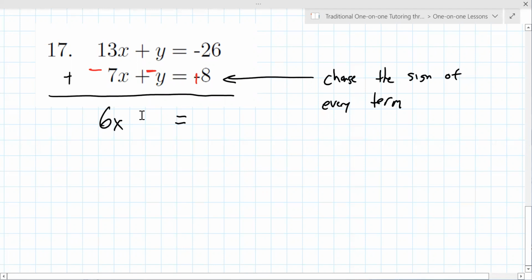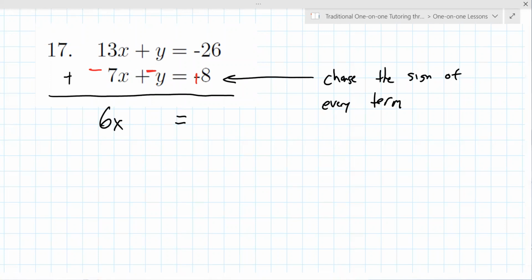So as you see, we have -26 plus 8, so we have to add those. What about the y's? I'm asking you to do the y's first. What is y plus -y? Okay, let's go back to the previous problem.